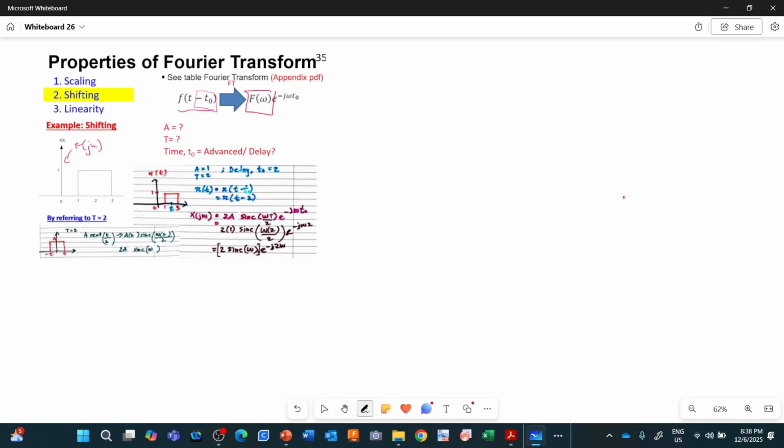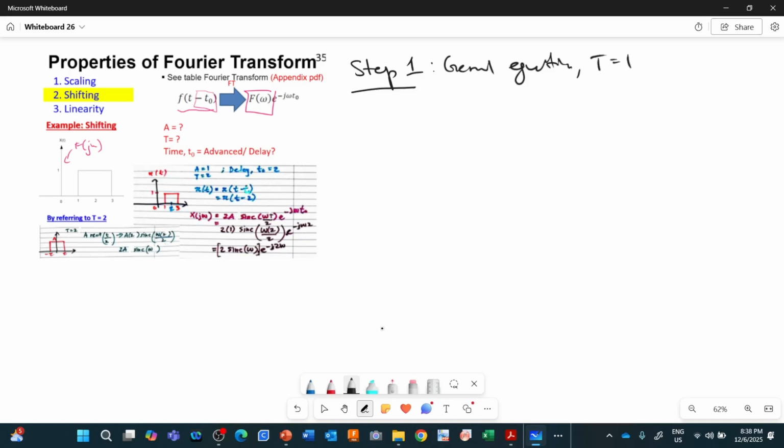So, for shifting, the first step is the same as what we did in the previous example. You need to write out the general equation. So do that first step. Step 1: general equation or signal, basically T equal to 1. So draw it, so that you don't make the mistake. So minus T over 2, T over 2, amplitude A.